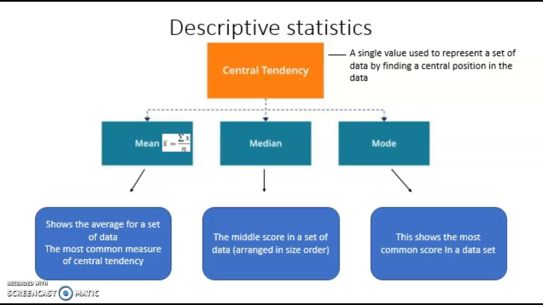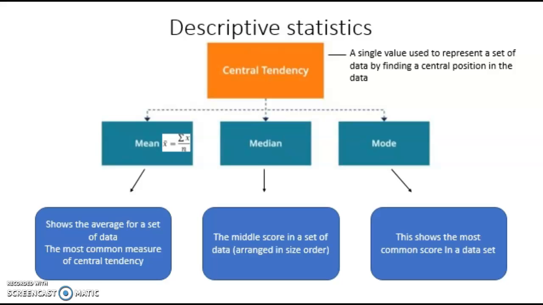A central tendency is a value used to represent a whole set of data by finding a central position. Central tendencies consist of the mean, median and mode. The mean is the average of a set of data, and so will show what result the average person may roughly get from doing something. Therefore, this is the most common measure of central tendency.